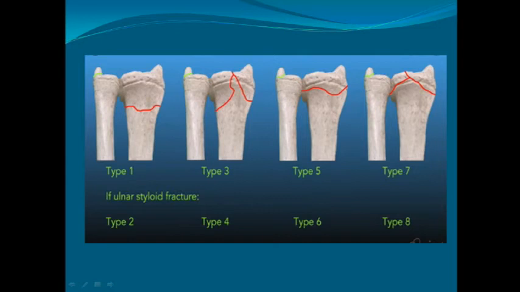Type 7, you will have here also radio-ulnar joint. You will have here also radiocarpal joint, and in 8 you will have ulnar styloid process. I hope this classification is clear to you.